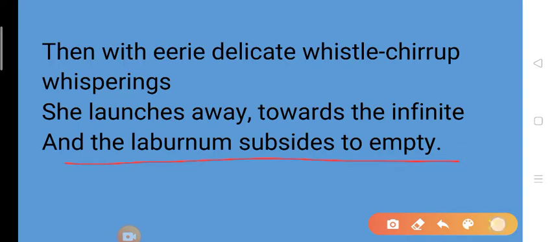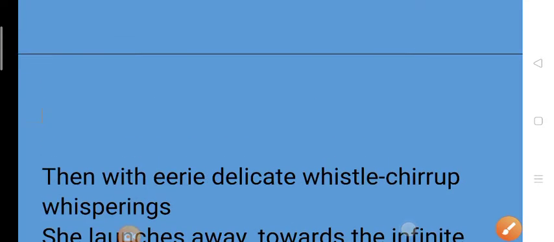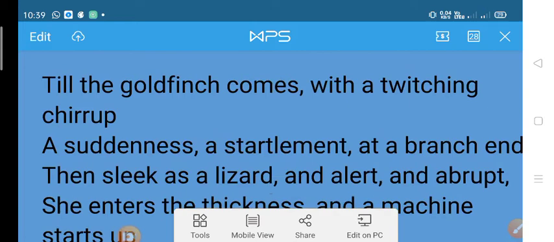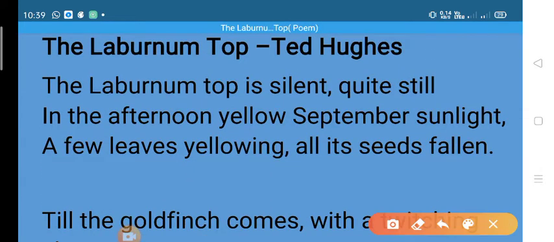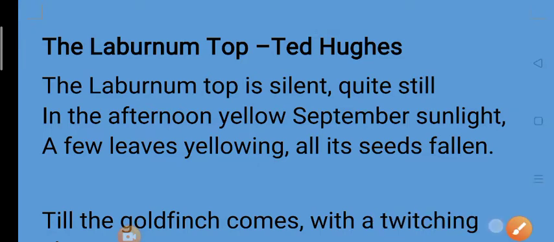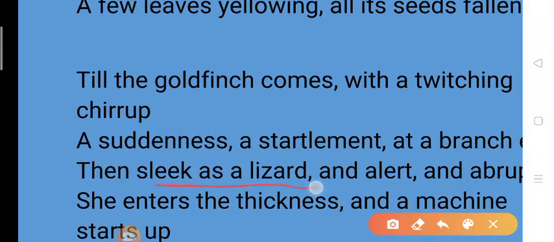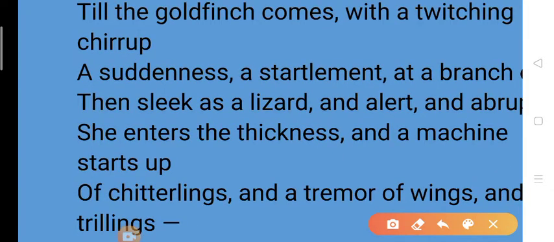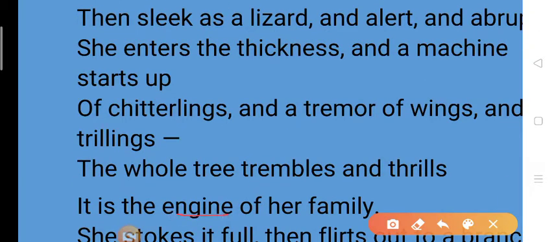Once again, about the figures of speech, I have told you there is simile in the phrase sleek as a lizard, and metaphor. Engine represents the mother goldfinch, and machine represents the nest with its brood of bird chicks, means the young ones of the goldfinch. They are the machine, and goldfinch is referred to as engine. So engine and machine both are the example of metaphor.